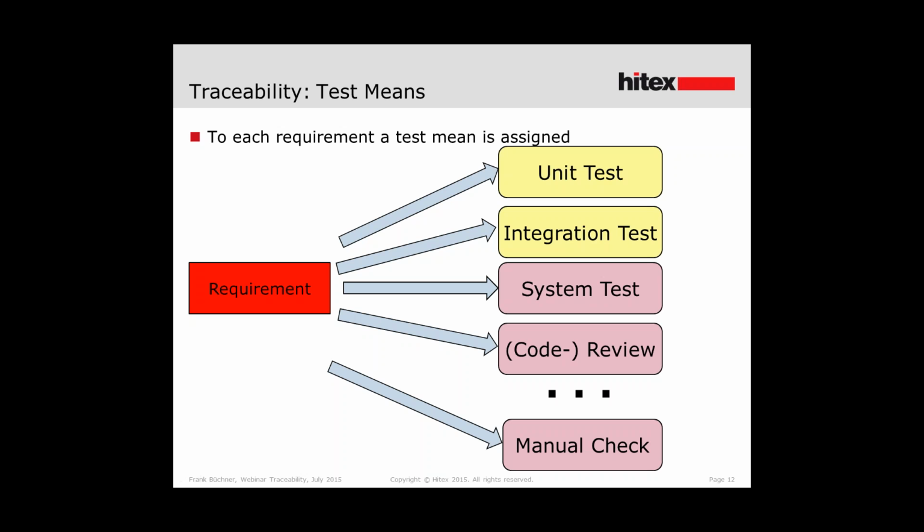And these 2 yellow ones here are predefined by TESSY, but it is possible that you have a requirement for which it is not possible to test it by unit testing or by integration testing, but for instance it's only possible to have a manual check or a review or something like that. And if this is the case, you can get rid of such a requirement in TESSY from the test reports by assigning a different test mean to this requirement.